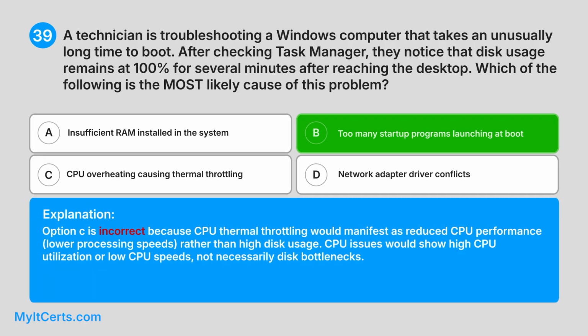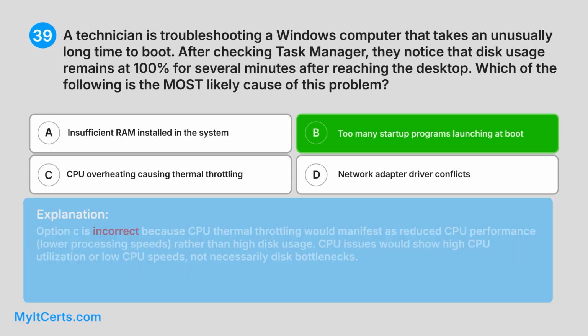Option C, CPU overheating causing thermal throttling, is incorrect because CPU thermal throttling would manifest as reduced CPU performance, lower processing speeds, rather than high disk usage. CPU issues would show high CPU utilization or low CPU speeds, not necessarily disk bottlenecks.